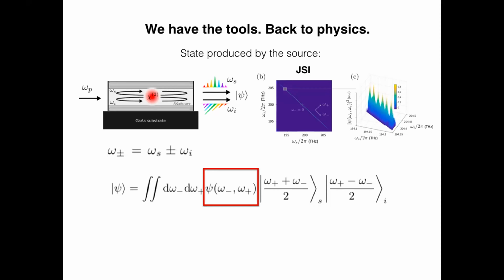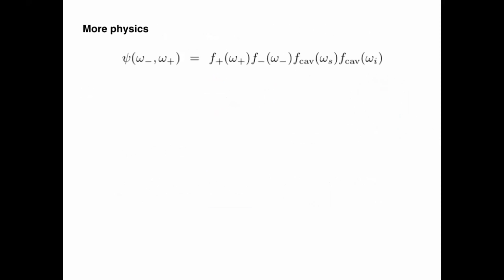But we also have theoretical models that I'm going to show you now. So the idea is the following. This wave function can be written as a product of omega plus and omega minus functions. And then you have these frequencies that represent the effect of the cavity that depend on the signal and idler frequencies as well. So this first part is just a product of two Gaussians.